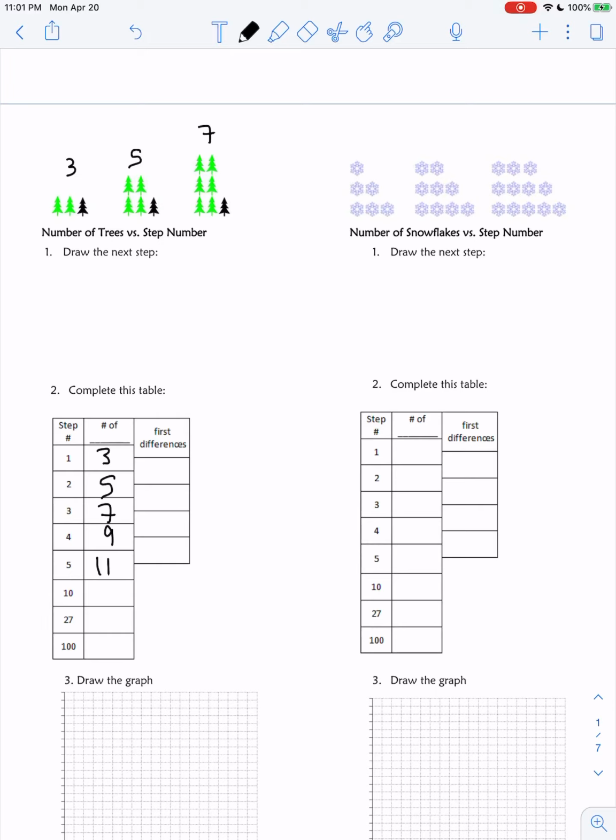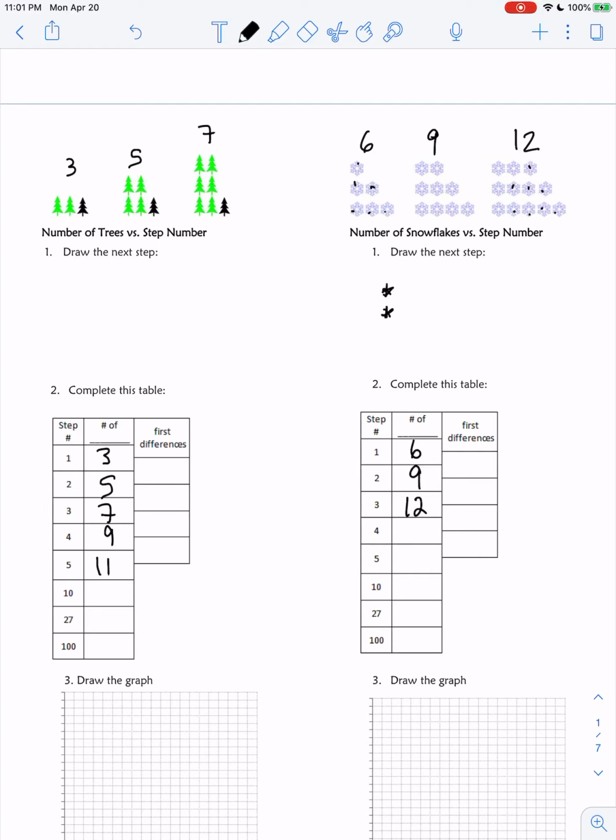So we have snowflakes here. This one has 1, 2, 3, 4, 5, 6 snowflakes. Then 7, 8, 9 snowflakes. Then 10, 11, 12 snowflakes. So 6, 9, 12. Draw the next one.